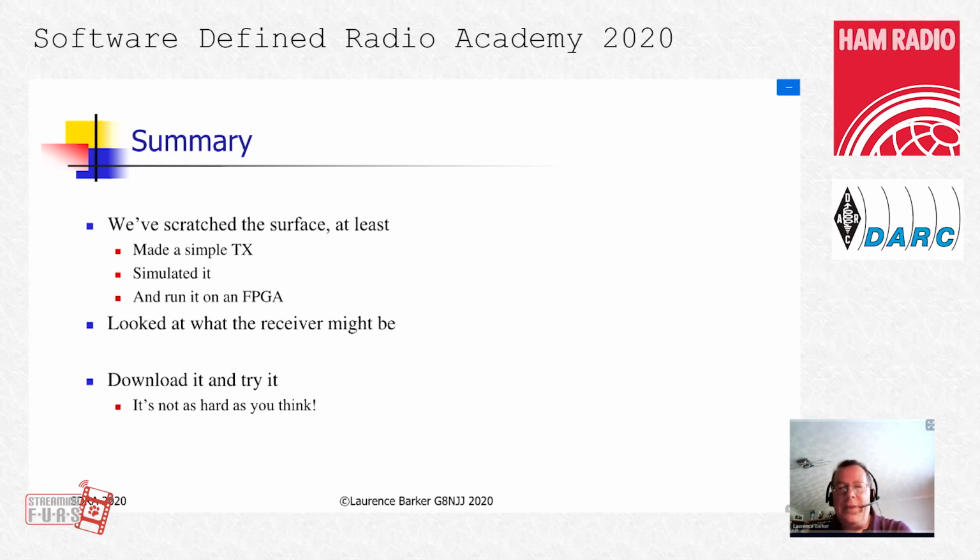So in conclusion, we've gone through the very basic processes of how we use those tools. We've made a simple transmitter, and we've simulated it and run it on an FPGA. And if we connected the IQ data into that from the PC at the left-hand side, that would have worked. We've looked at what needs to be in the receiver. Do get into these tools, download them and try them out. It isn't as hard as you think to get started with it. And the boards such as the Redpitaya are readily available to work with.